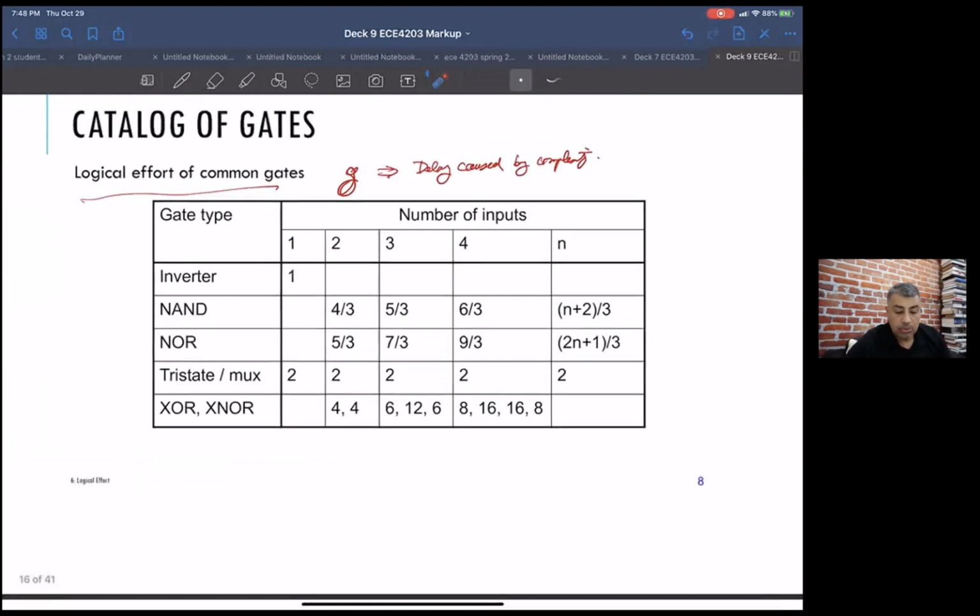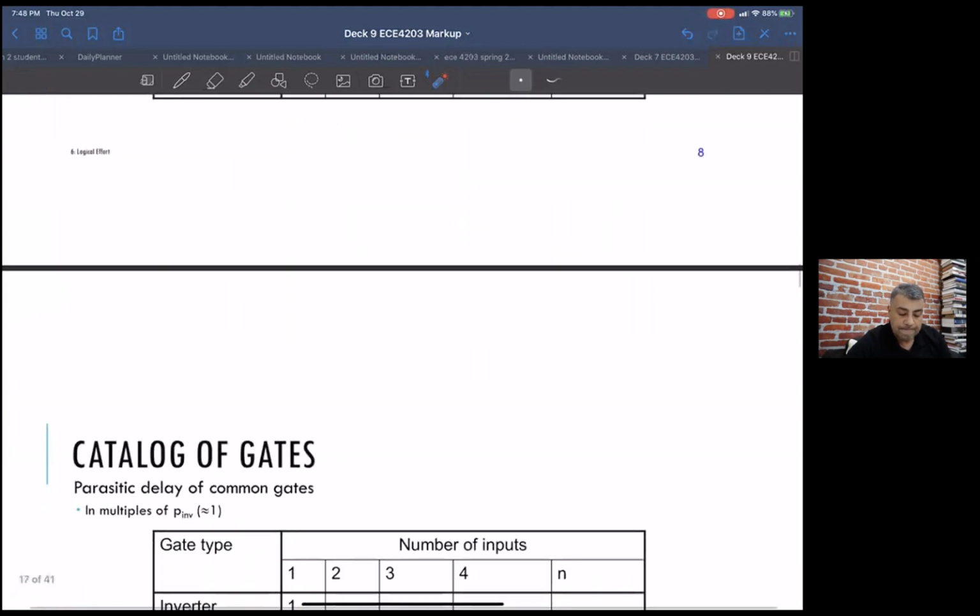But anyway, whenever you've got a circuit, this is the nice function of logical effort: you can just look it up in a table and see what it is, okay?